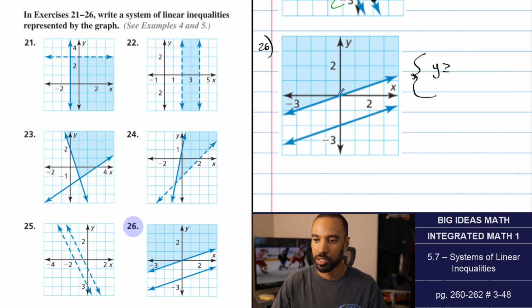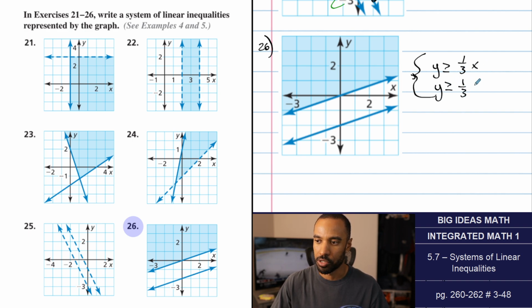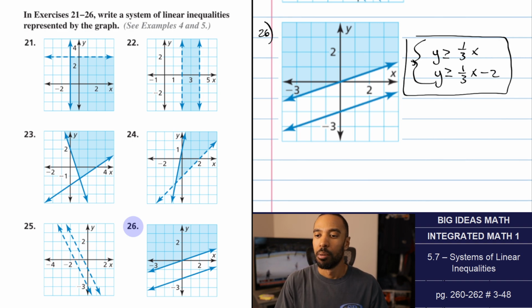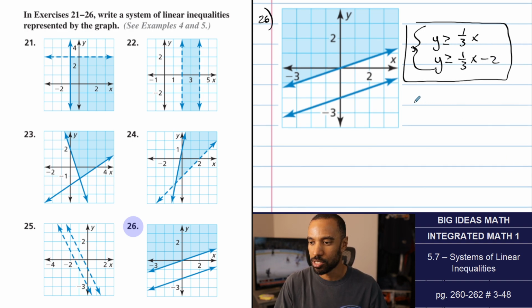Sorry about the weird curly brace. Y-intercept of 0. And we go up 1 over 1, 2, 3. So 1/3 x, like that. The next one is also greater than or equal to, and it also has a 1/3 slope, but a y-intercept here of negative 2, like that. So this is both of them. To be greater than this one is to always be greater than that one. So really, this one means nothing to us. But it's still part of the system, so we include it.